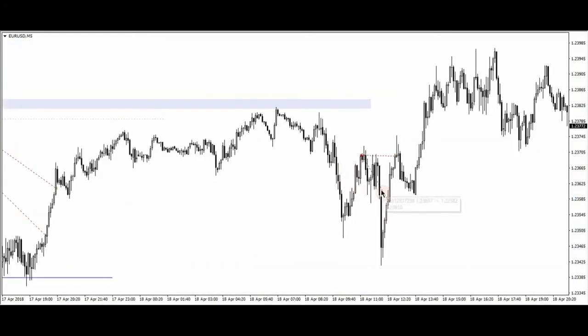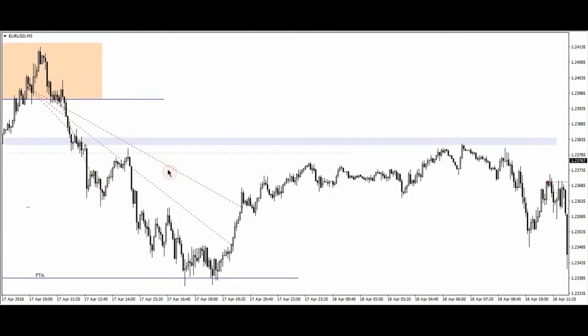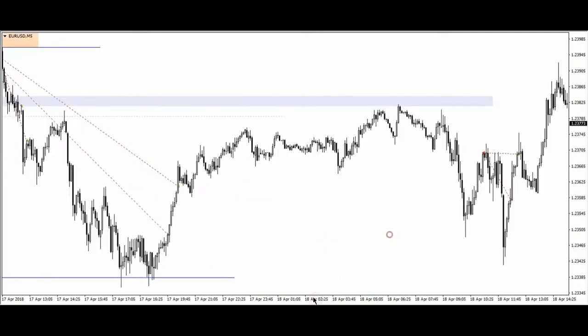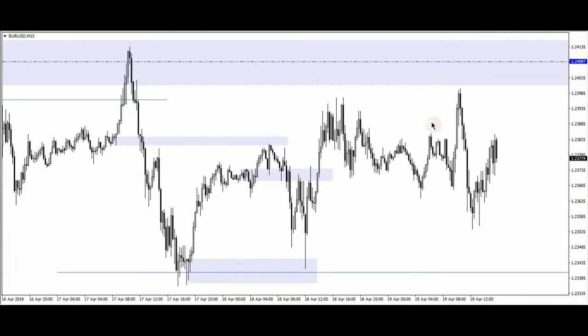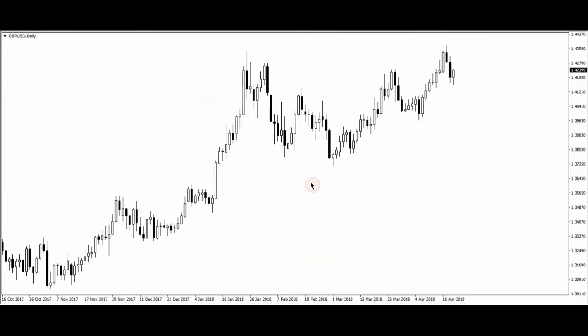Here it is. As you can see, this is no photoshopping or fake. It shows you where I went short from and everything. So that was it for EURUSD. I was done with EURUSD. Now I'm going to GBPUSD. Oh, I love this trade so much.